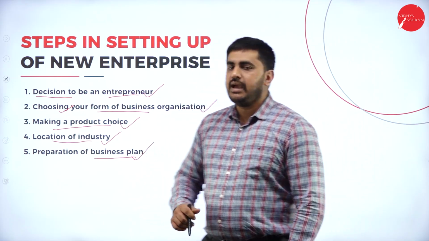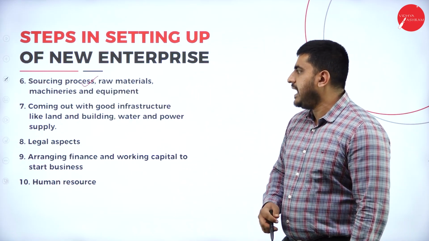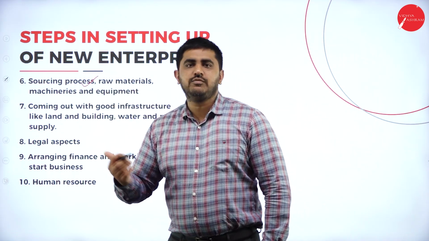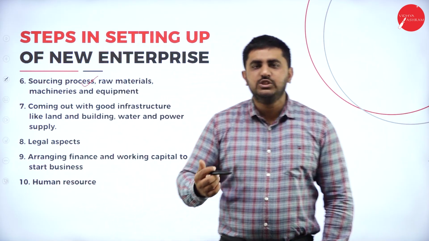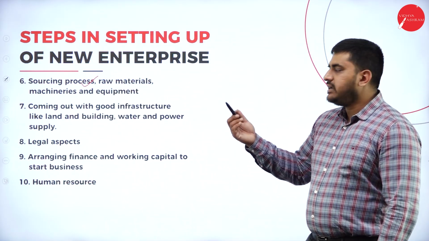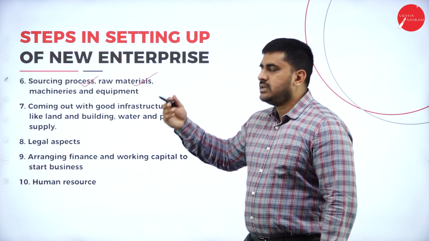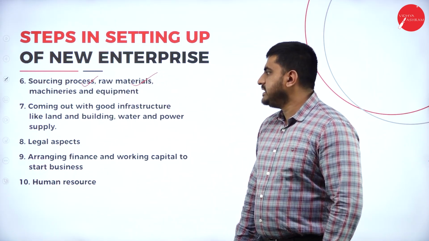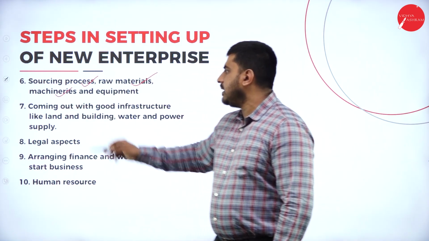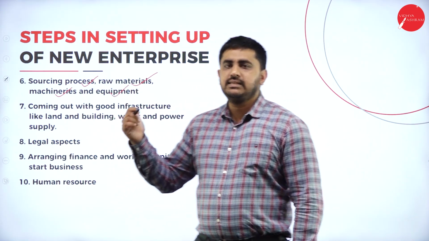So in the sixth step, sourcing processes. That is, after your business plan, you have to source process. There are a lot of processes that happen. So you might require machineries or consumables. So for that, you should source the money. Then you should also source your raw materials. You have to pay the suppliers for the raw materials. Then machinery and equipment also will not come free of cost. For that also, you should make payment. That is the sixth step.